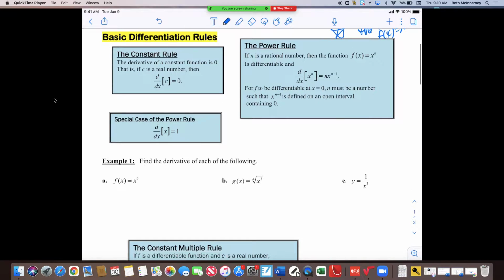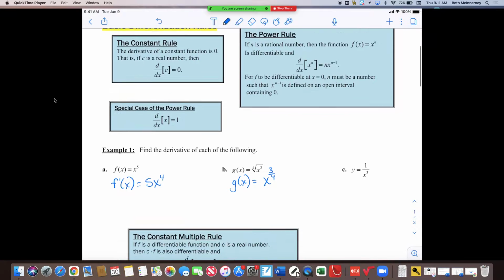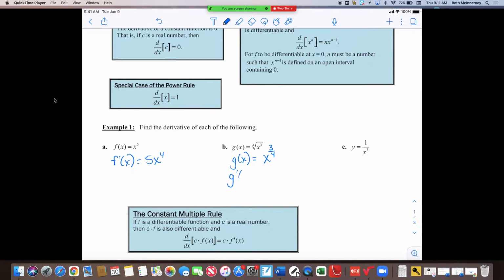All right, so in example 1, it says find the derivative of each. So letter A, easy peasy. Bring down the power, decrease the power by 1. In letter B, I'm not in the correct form. So what I can do is I need to remember my algebra 2 rational exponents. The fourth root of x cubed is x to the 3/4 power. Now you're going to bring down the power, decrease the power by 1.